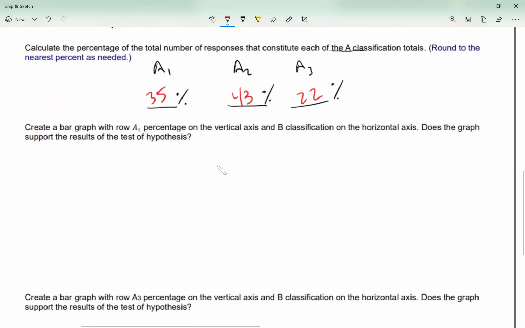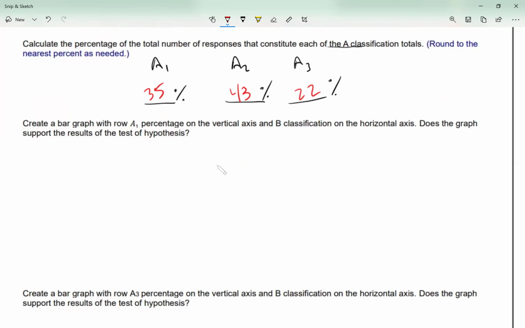Now we're going to create a bar graph row with row A1. So I'm just looking at A1. Okay. And percentage on the vertical axis, B classification on the horizontal axis. Does the graph support the result of this test of hypothesis?